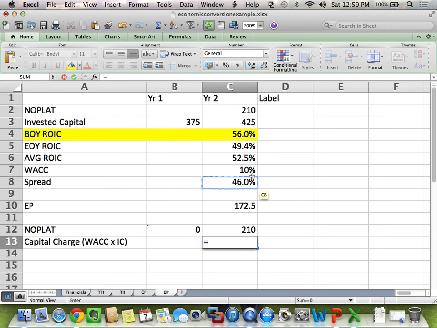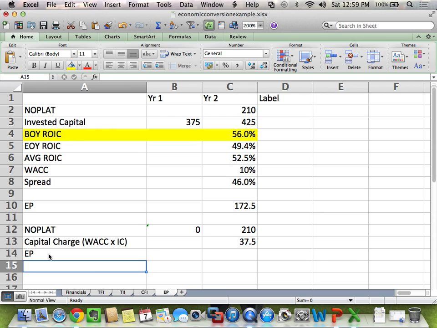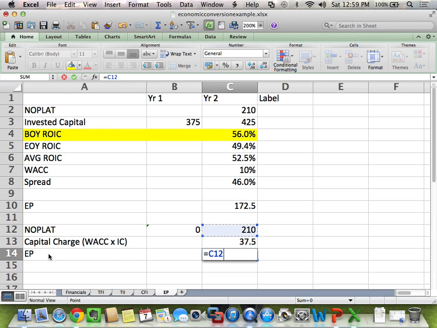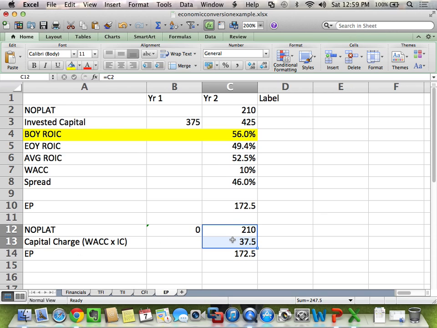So what is my WACC? 10%. What is my invested capital? 375. What is my economic profit? Equals NOPLAT minus capital charge. Two methods, same answer. This is called the dollar method. This is the spread method: spread times capital. What McKinsey showed you in the book with Home Depot was the spread method. You can also get to it by the dollar method, NOPLAT minus capital charge. Either way, you're going to get to the same answer.